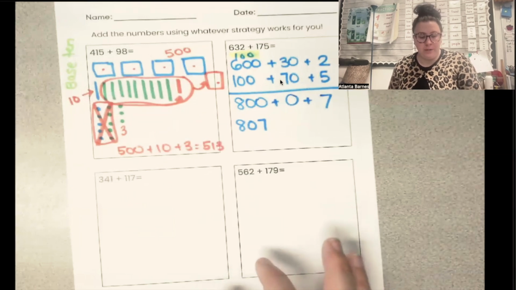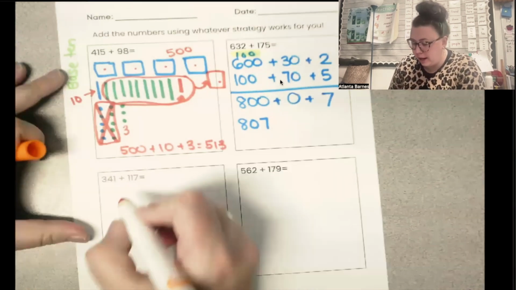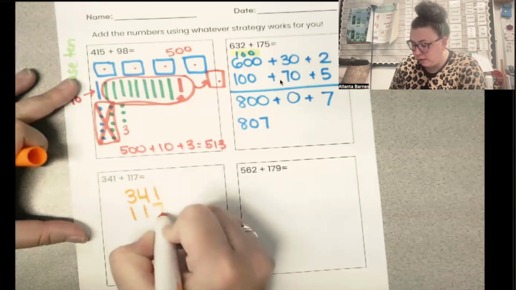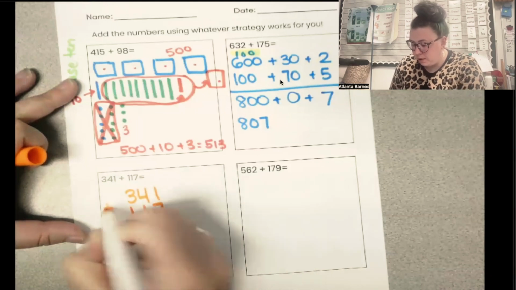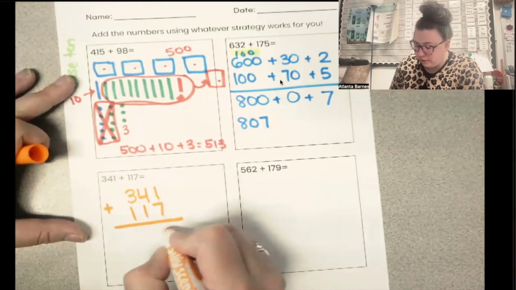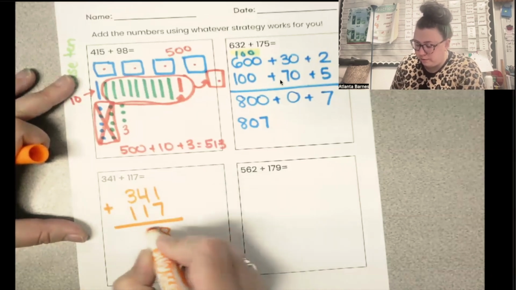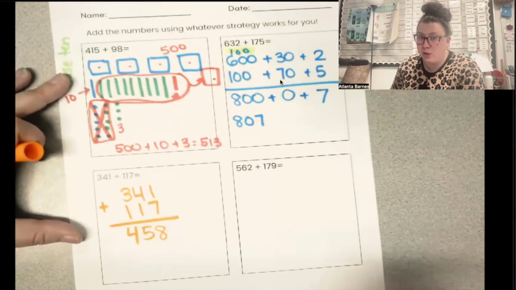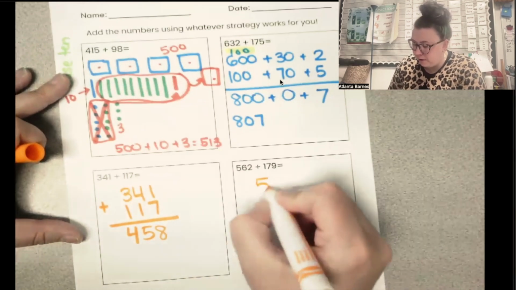Standard algorithm is a fancy way to say we're going to line them up. We're just going to add them up vertically. This one's easy because we don't have to carry anything over. We just have 1 plus 7, 8. 4 plus 1, 5. 3 plus 1, 4. Too easy. Let's do the other one just like that.